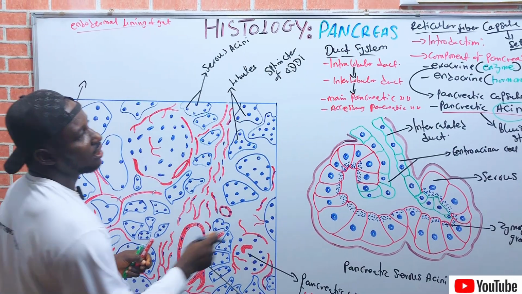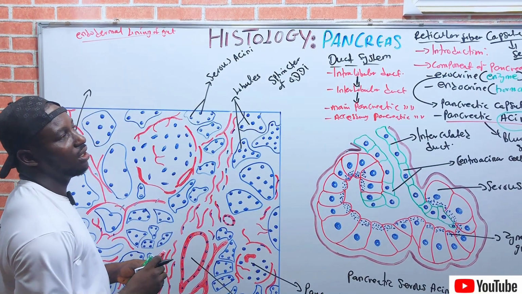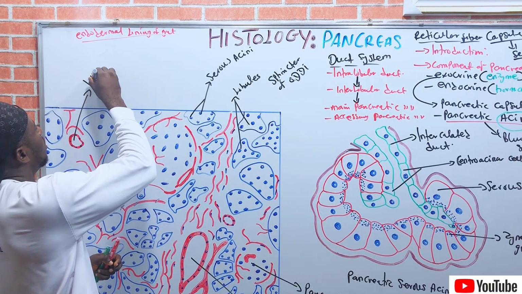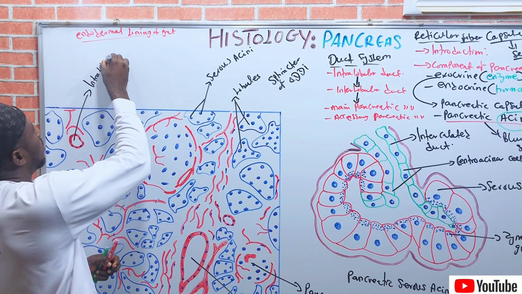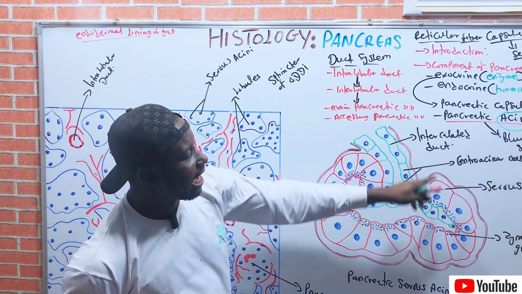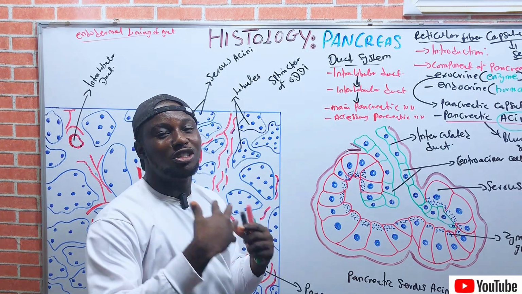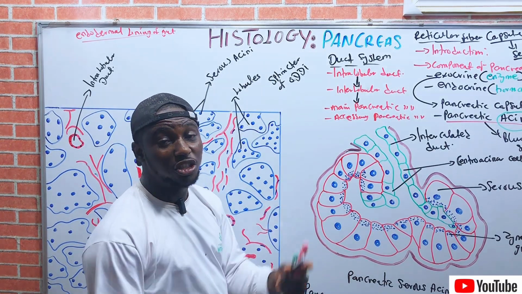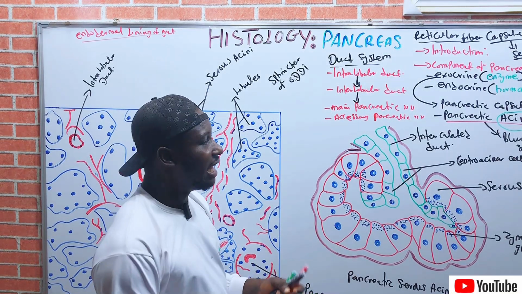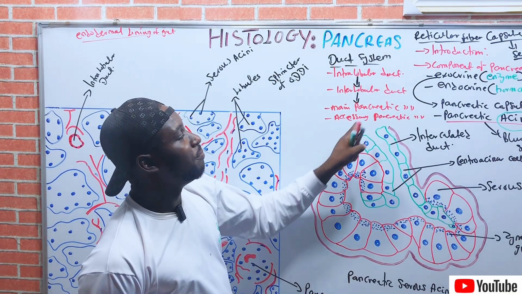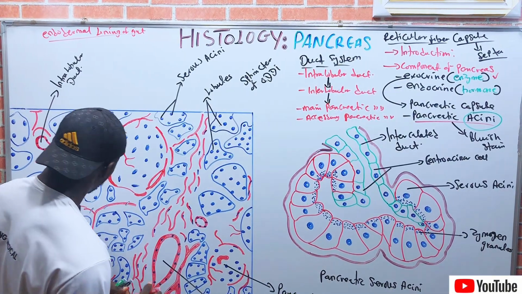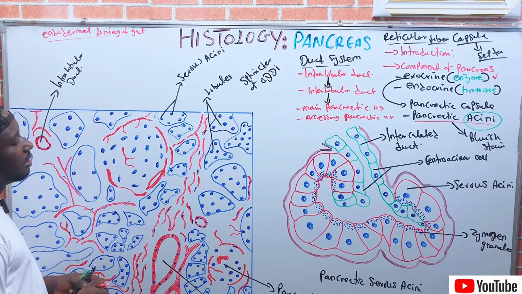This is the smaller duct, which is the intralobular duct, which can be called the intercalated duct. These are the ducts by which those pancreatic secretions, that is the secretion of the pancreatic acinar cells, flow through in order to be emptied finally into the duodenum through the main pancreatic duct and accessory pancreatic duct. So that is how they are being fashioned.